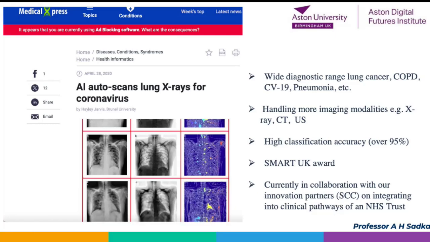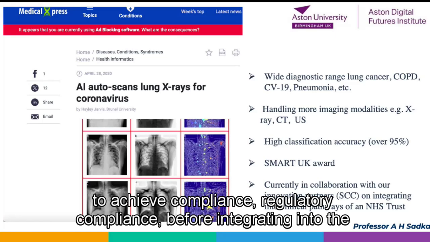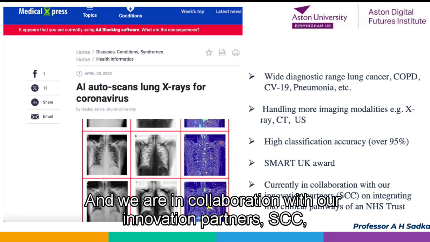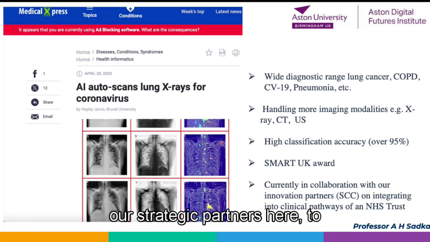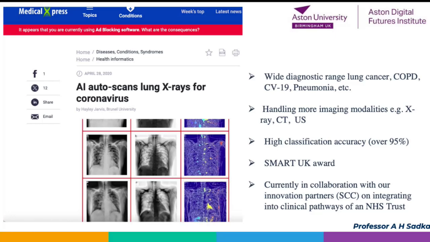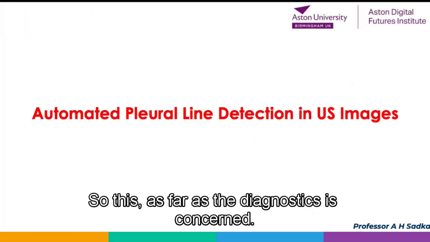That's a positive outcome. I've just won a Smart UK award for this, to go through the clinical validation process, but also to achieve regulatory compliance before integrating it into the clinical pathways. And we are in collaboration with our innovation partners, SCC, who are our strategic partners here, to help us integrate the technology into the clinical pathways of an NHS trust. Right, so this is as far as diagnostics is concerned.